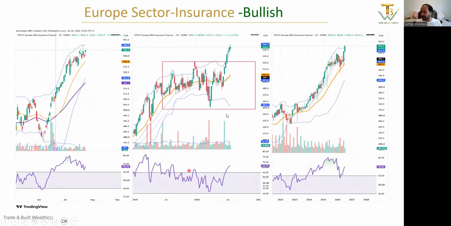We have the first sector, which is the insurance sector. The insurance sector is outperforming in Europe. It's at an all-time high. The monthly is at an all-time high. The weekly had a good breakout after, I would say, more than a year of consolidation, and it broke out over here. It's a good breakout on the insurance sector. So insurance is one of the sectors we'll keep an eye on.